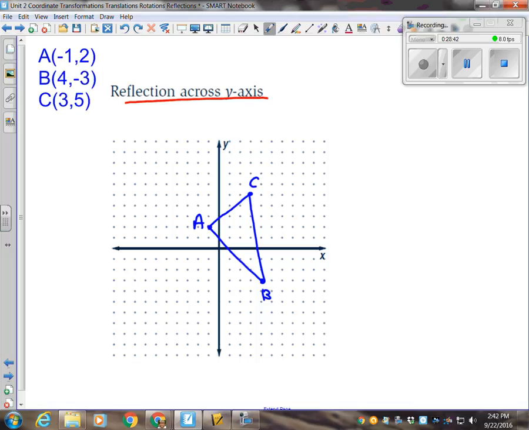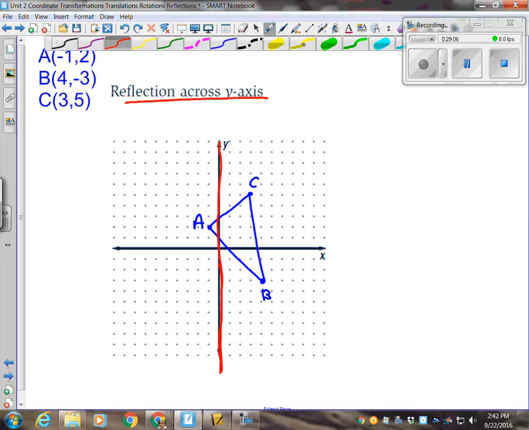It may ask me to reflect it. It may ask me to translate it and move it around 5 units or 3 units. It may ask me to rotate it. So I'm going to do whatever it asks me to do. So this time it says a reflection across the y-axis. Every time you do a reflection, draw the reflecting line first. So this time it said do the y-axis. So I am highlighting the y-axis, which would be a good idea, just so you know what line you're looking across.